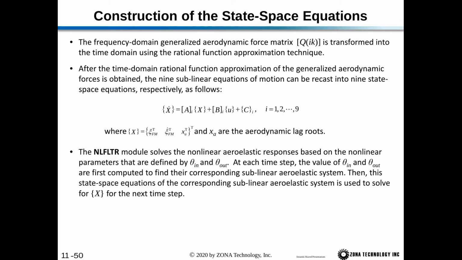So next, the ZAERO nonlinear flutter module will construct the state space equations. So the frequency domain generalized aerodynamic force matrix Q of ik is transformed into the time domain using the rational function approximation technique. And after the time domain rational function approximation of the generalized aerodynamic forces is obtained, the 9 sublinear equations of motion are recast into 9 state space equations, shown here. X dot is AX plus BU plus C. And our X is xi, xi dot, and XA, where XA are the aerodynamic lag roots.